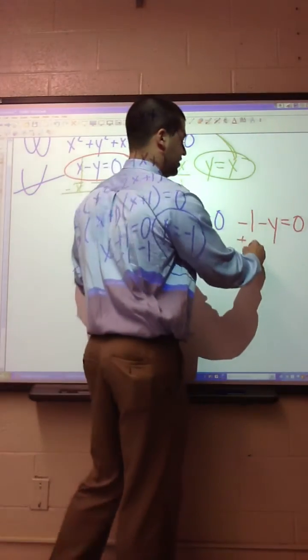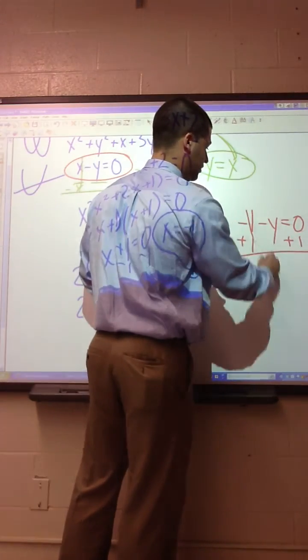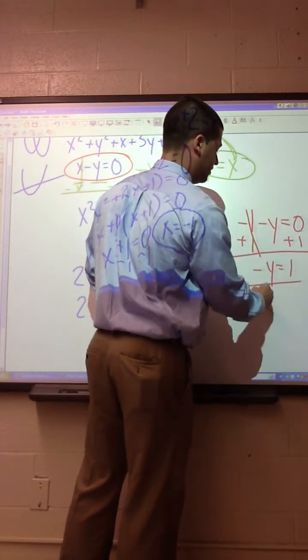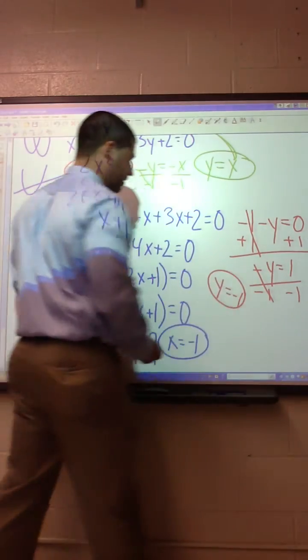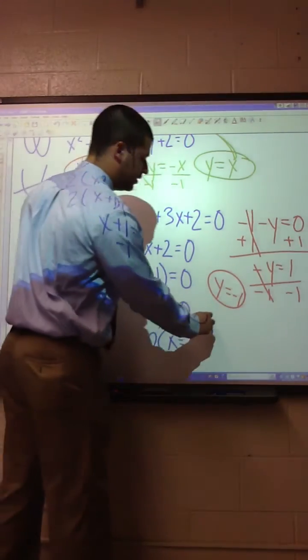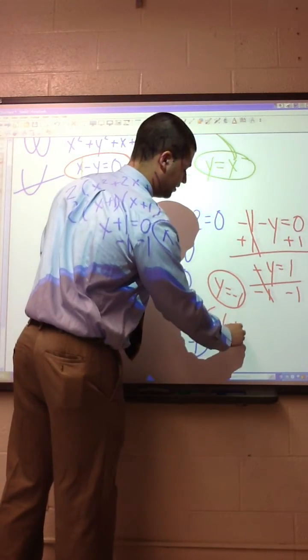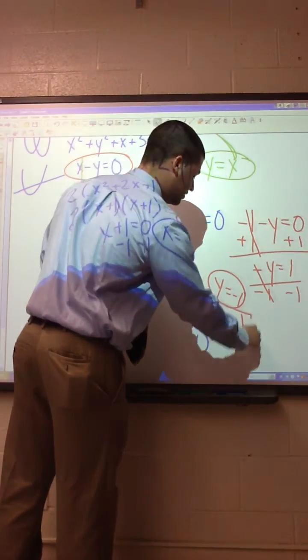Solve should be fairly easy. Add the 1 over. Negative y equals 1. Divide by negative 1, y equals negative 1. So here we have our coordinate. X is negative 1, y is negative 1, and that is our answer.